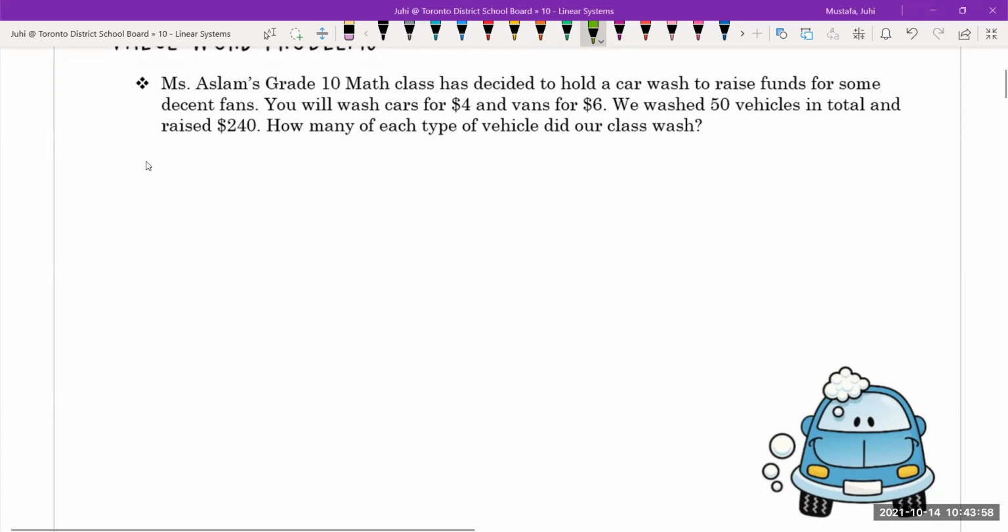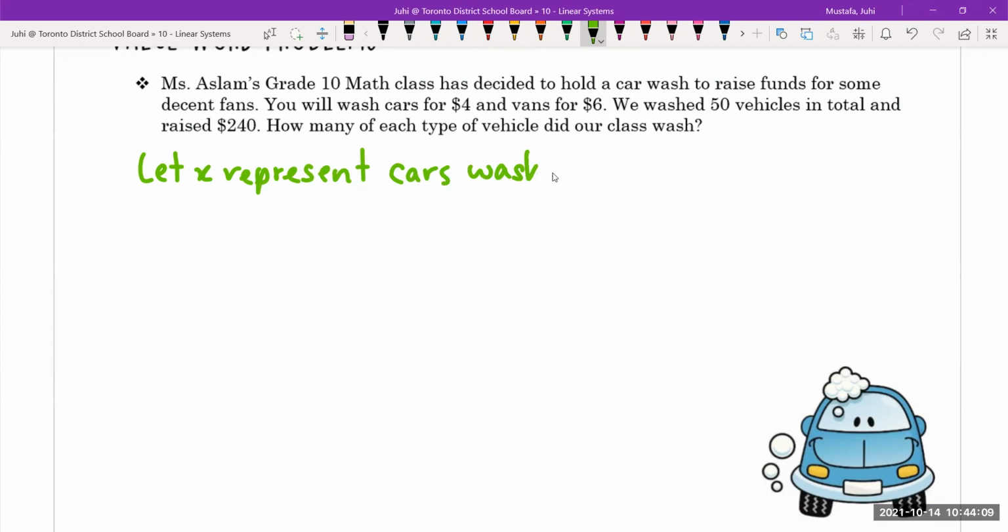Okay, so we're going to say let X represent cars washed, and let Y represent, what's that going to represent? Vans washed.